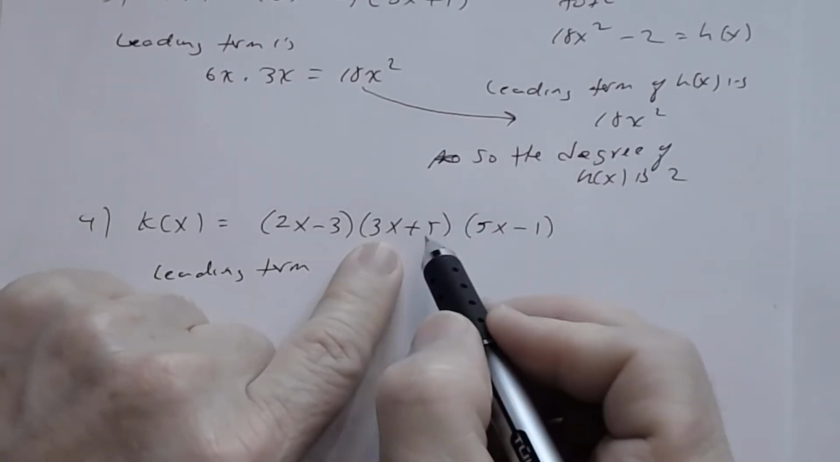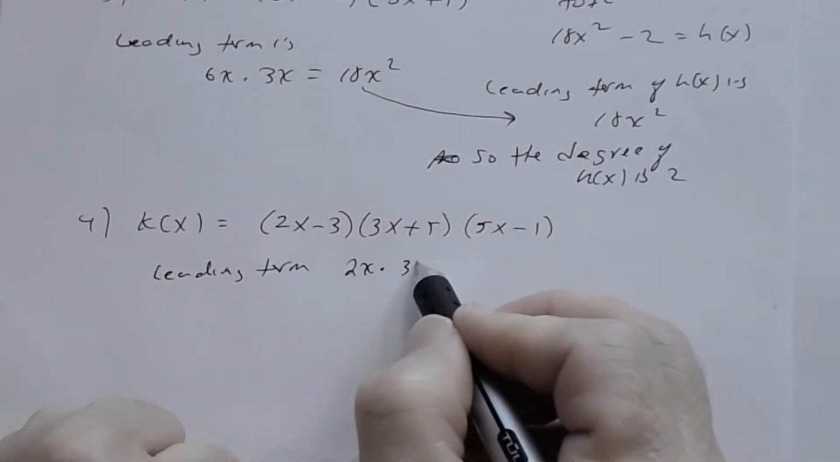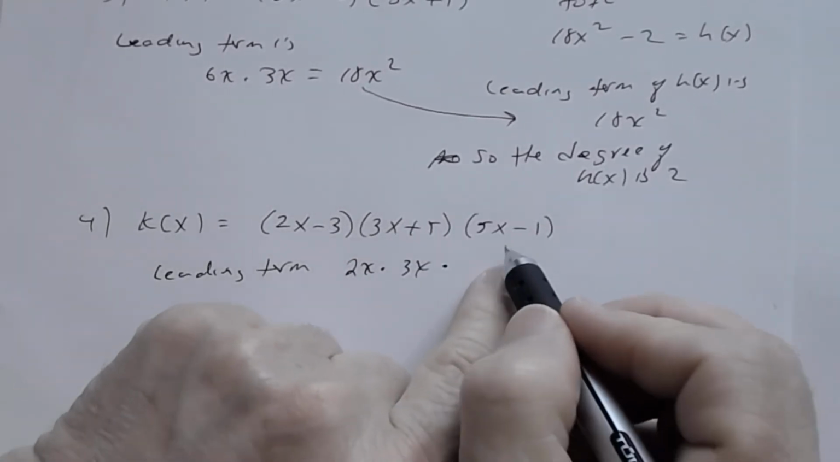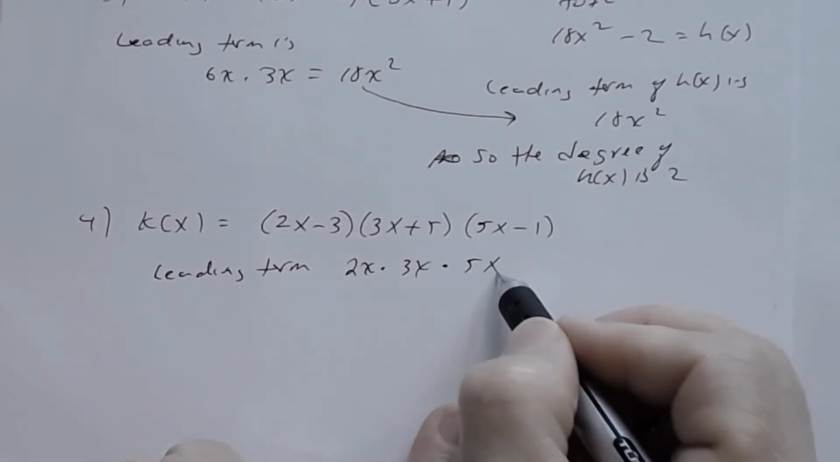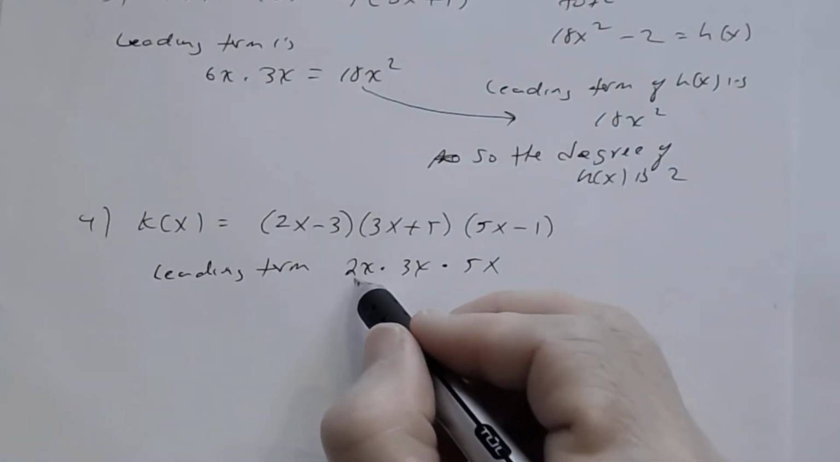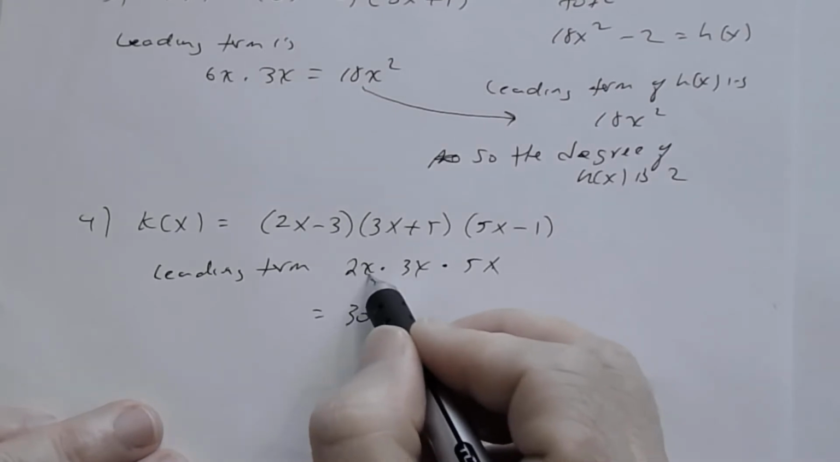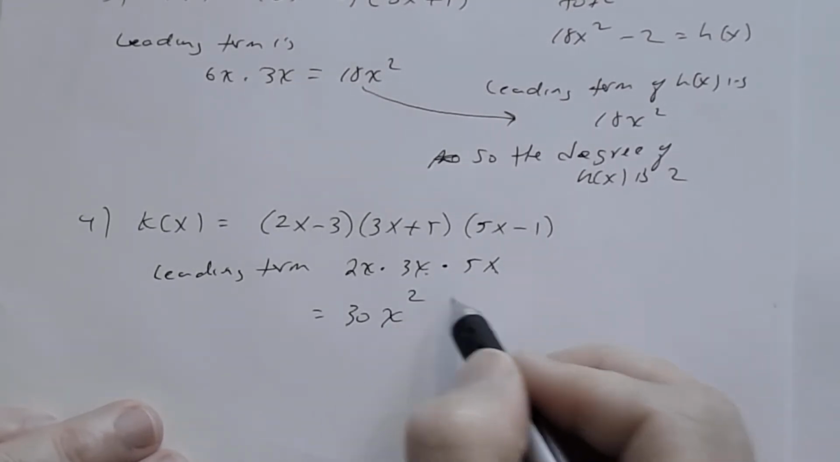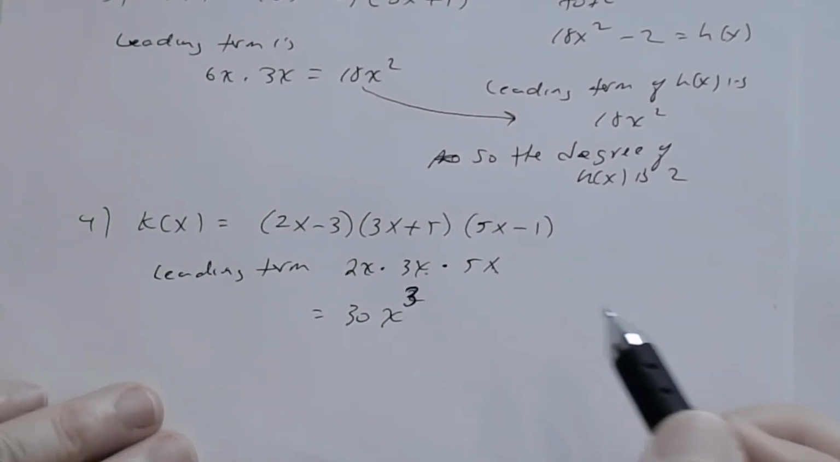If you look at this factor, what's your leading term? Well, your leading term is 3x. And if you look at this factor, your leading term is 5x. And so if you multiply this out, and use your calculator if you need to, 2 times 3 times 5, that's going to be 30. And then x times x times x is 30x cubed. So that's your leading term.